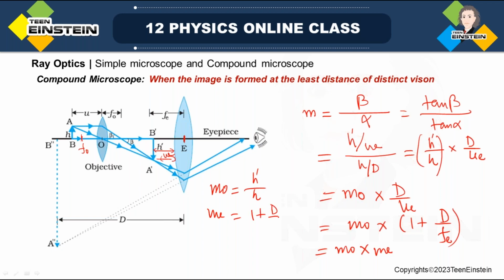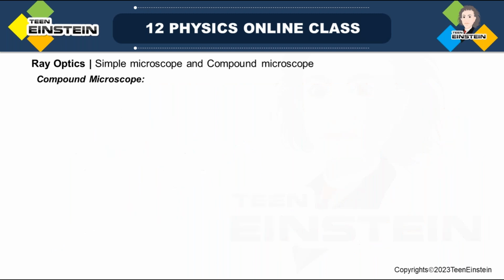And Me is the simple microscope magnification, right? For least distance of distinct vision, we know this. And which one is acting as the simple microscope? That is the eyepiece. So that's why we can write that. Okay, so m is equal to Mo into Me.